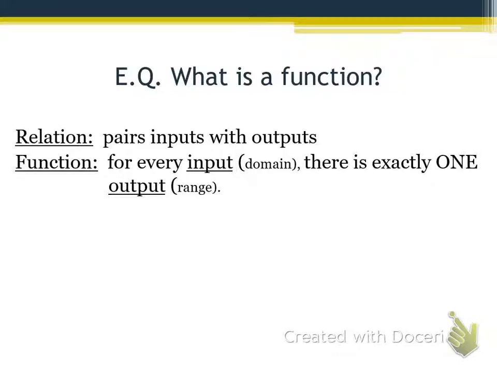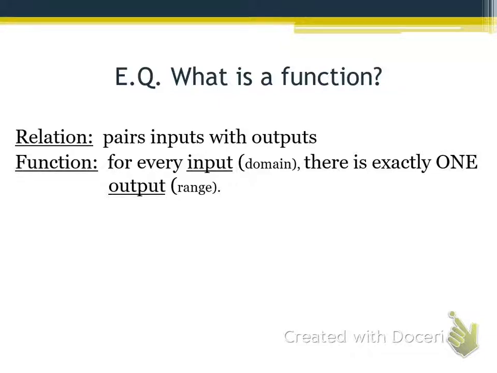Now that leads me to a function, all right? I've given you a relation. The question is, is that relation a function? Well, here's your definition of a function. For every input, or domain, there is exactly one output, also called the range. So fill in those blanks, and then I want you to highlight domain and range.